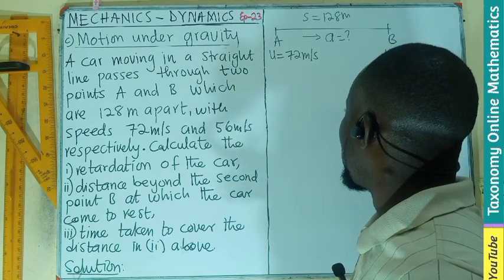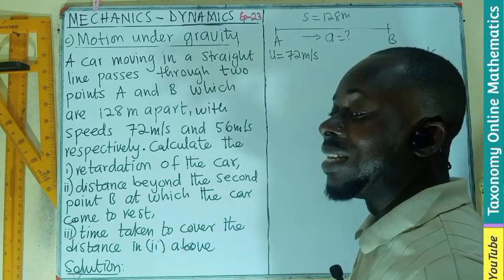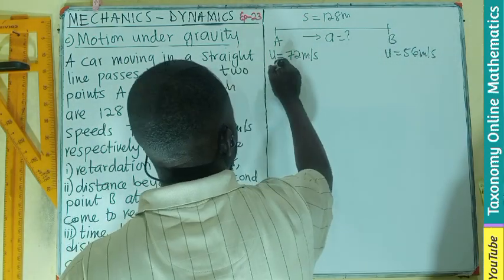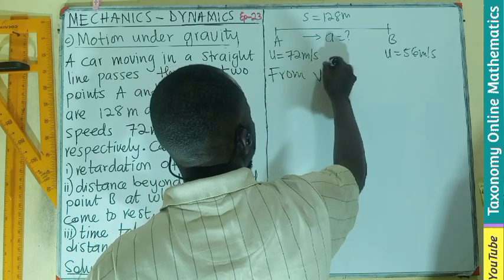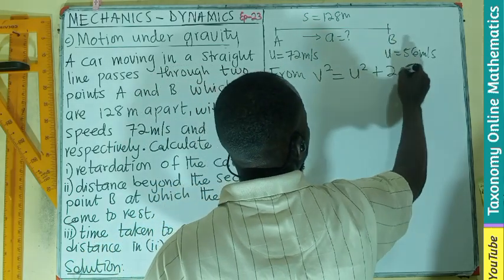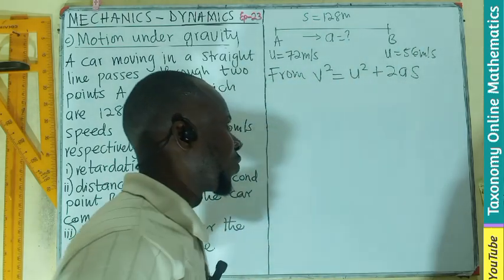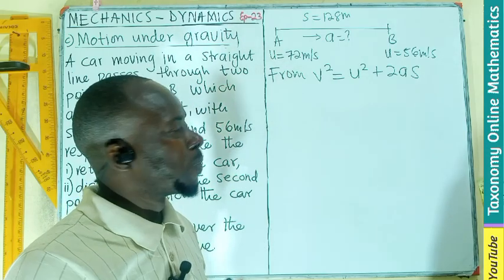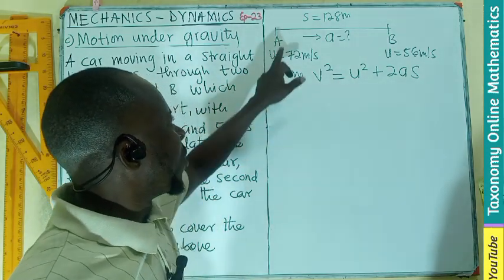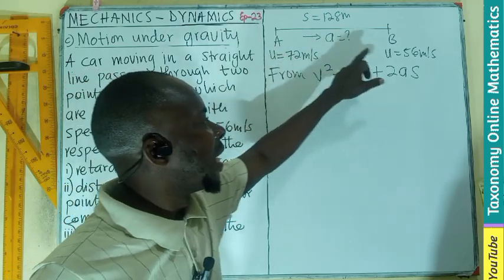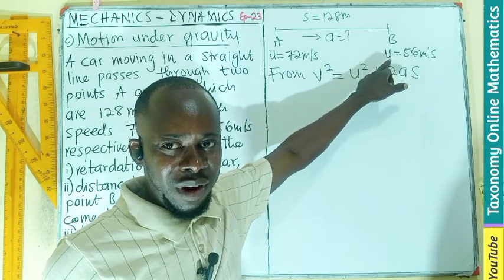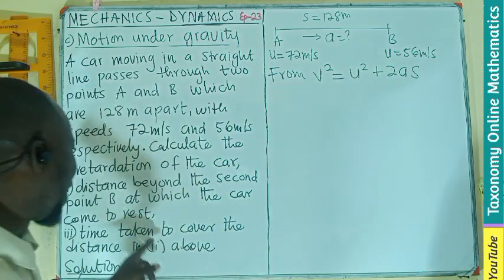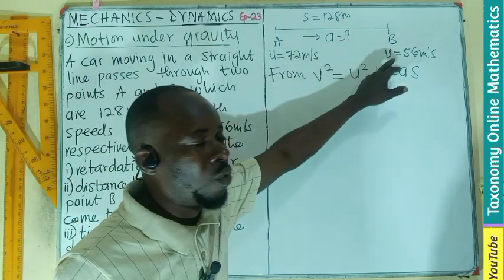Let's see what information we have. We have velocity, we have distance, and we want acceleration. So this will be a perfect time to use the third equation of motion, v squared equals u squared plus 2as. This is just the equation of motion, not necessarily under gravity. The body starts from A as initial and ends at B. Even though it's the final velocity for this stage, it's also an initial velocity, because when it gets to B it's going to bypass B.